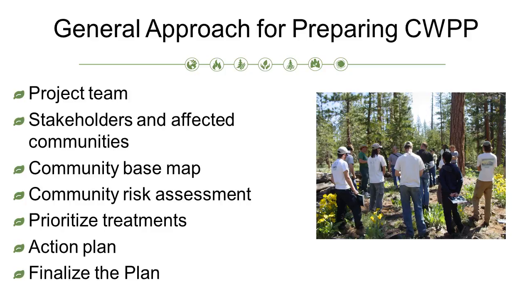The general approach for preparing a community wildfire protection plan is to create a project team, to identify stakeholders in affected communities, to create a community base map, to conduct a community risk assessment, to identify the assets that are potentially affected by wildfire. On that basis, to prioritize treatments that can protect those assets, to prepare an action plan for implementation, and then to finalize the plan.